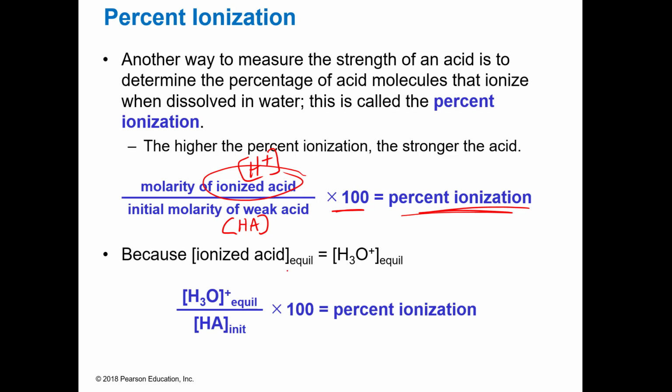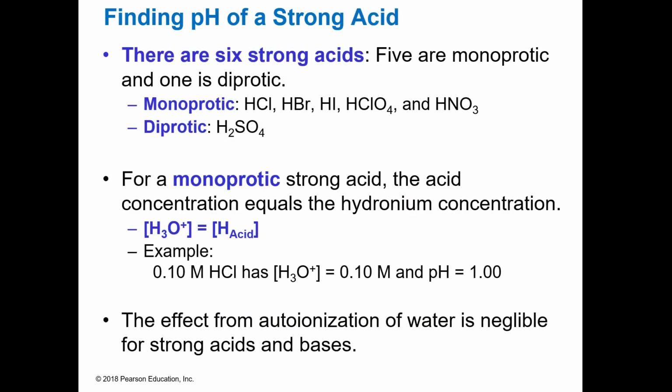Since they're in equilibrium with each other, the H3O+ at equilibrium divided by the HA initial concentration, times 100, is going to give you that percent ionization. So whatever that original molarity is of your acid, and then whatever you calculate the H3O+ to be, the H3O+ at equilibrium divided by the initial concentration of the acid times 100 will give you this percent ionization. We're going to work some of these later in the sessions.